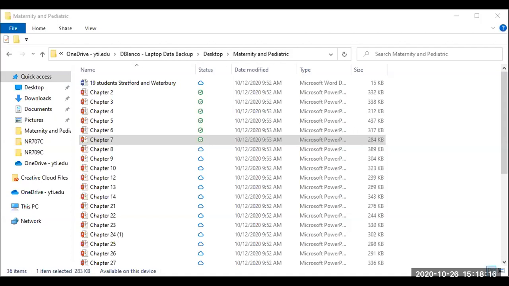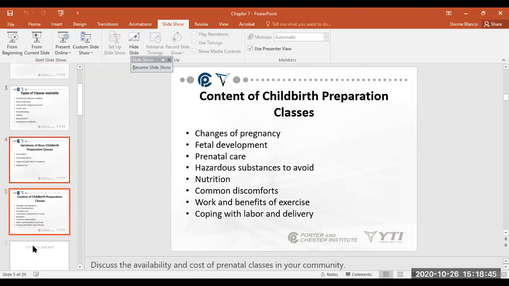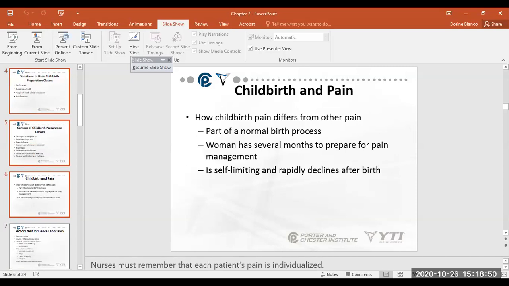Maybe if I stop share, let me go back, stop share, now share. See what happens. Chapter 7. Share. Probably going to have to do this. So this is how it's working.